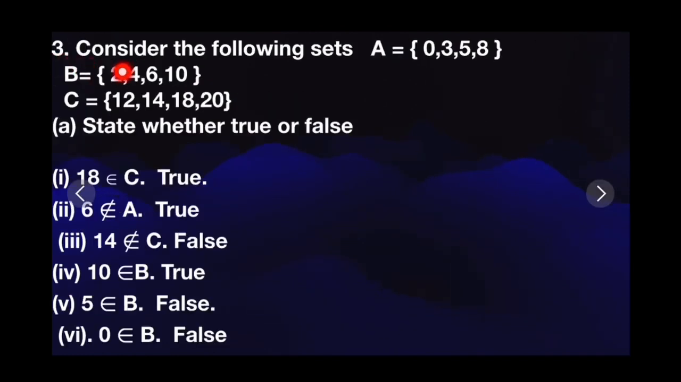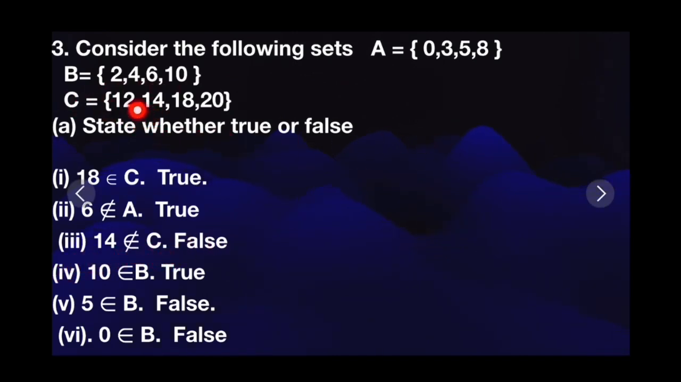Question number 3. Consider the following sets. A is equal to 0, 3, 5, 8. B is equal to 2, 4, 6, 10. C is equal to 12, 14, 18, 20. So the question is state true or false. 18 belongs to C. Yes, it belongs to C, true. 6 does not belong to A. That is also true. 6 belongs to B. 14 does not belong to C.